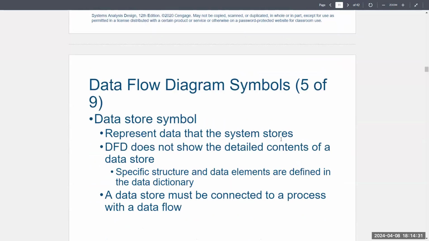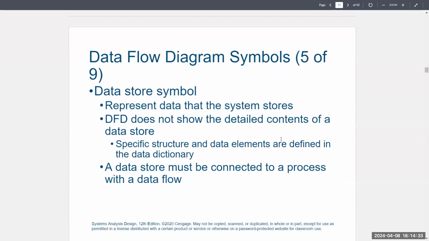Moving on from data flow to data store. So what does the data store symbol do? After the transformation of the data in every process, sometimes you need to store the data somewhere. This is representative of that data store. In any given system, you have multiple tables.